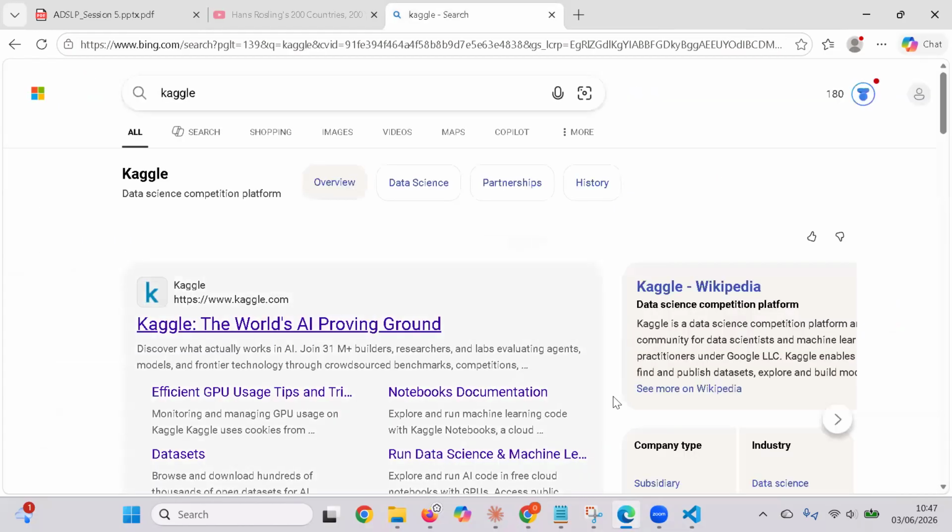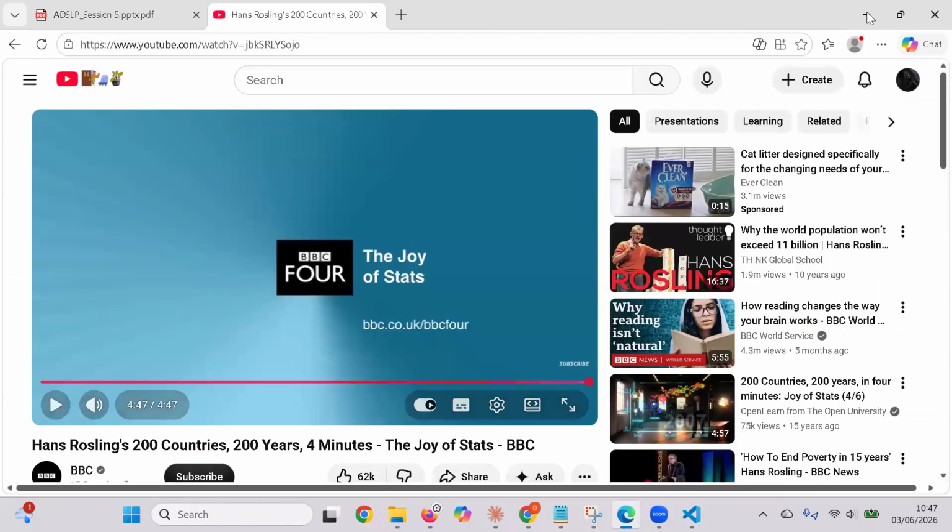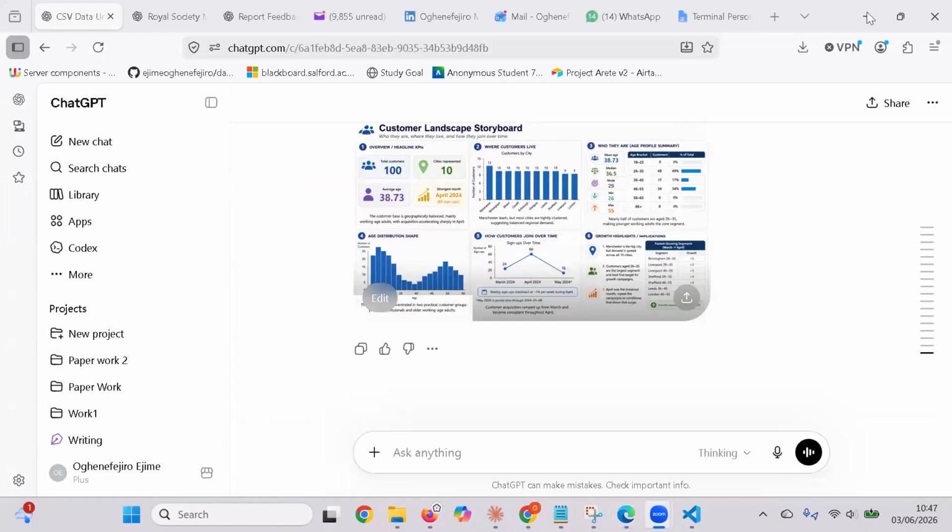Get a data set and build a simple dashboard. Or I would prefer that you guys should improve on mine. Don't get a data set. Let's make it simple. You guys should improve on what I use.